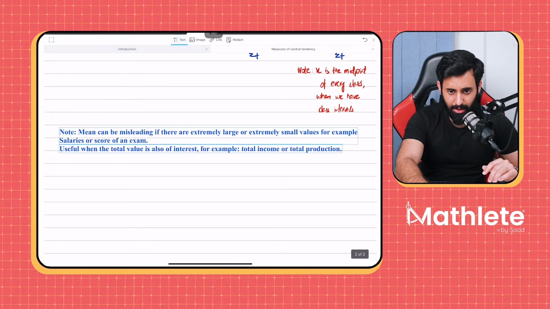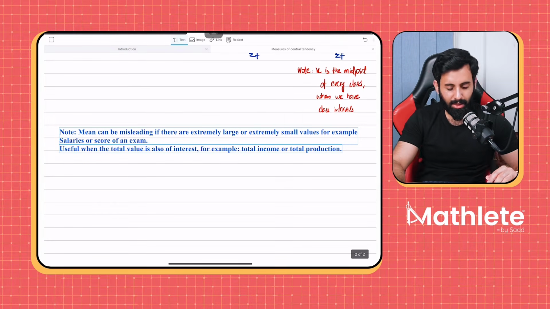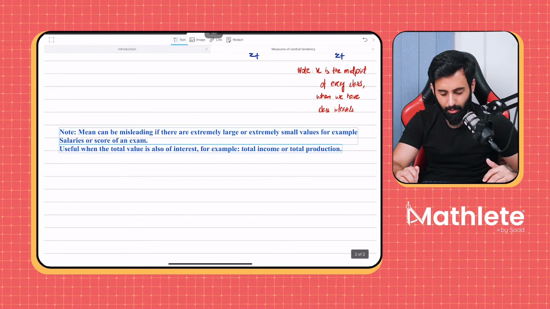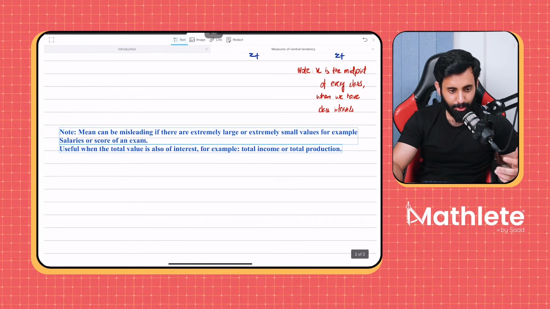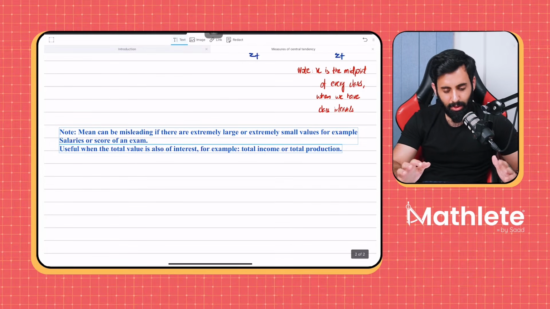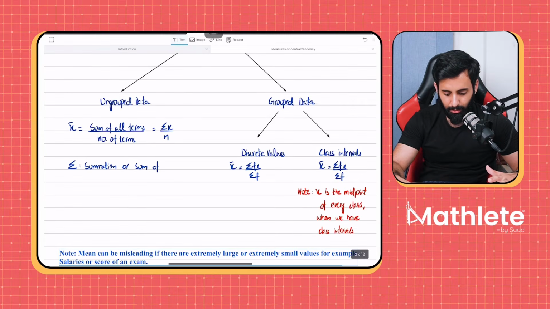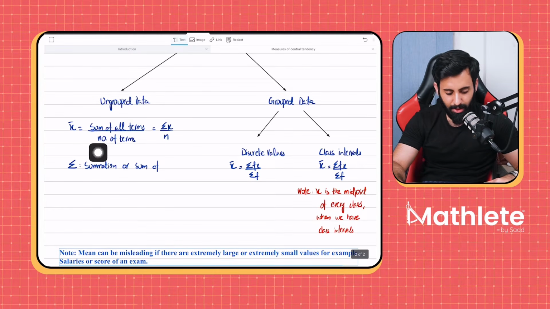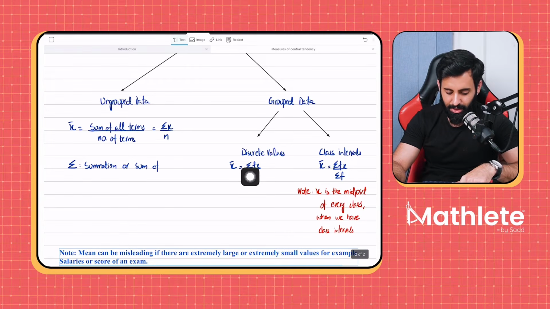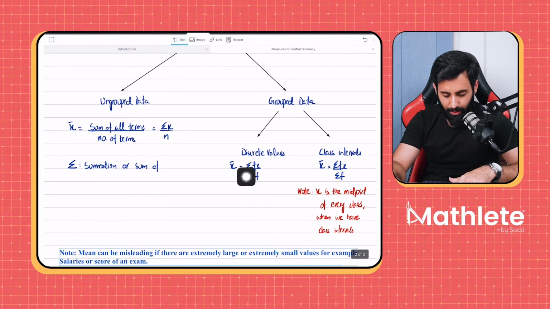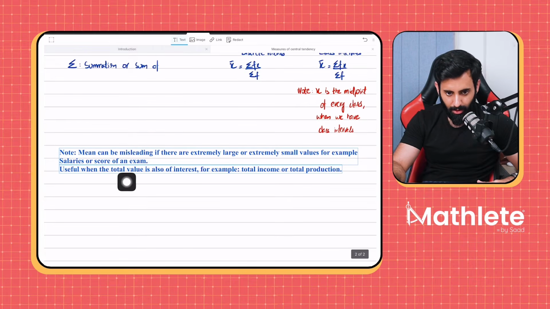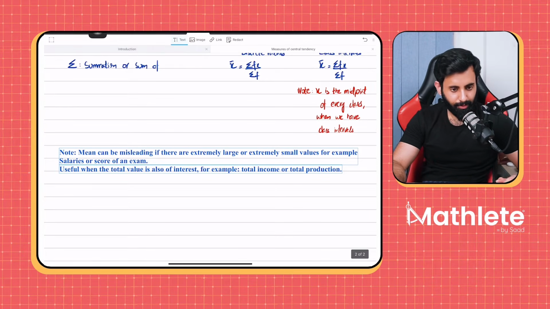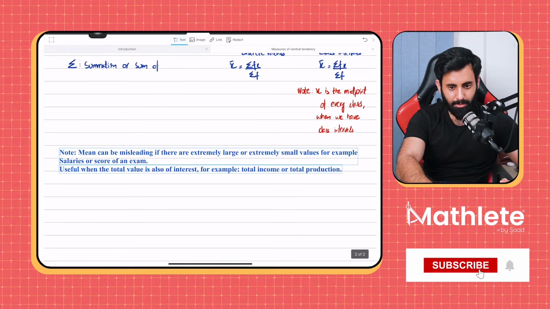Acha, sir, I don't understand the last sentence. Okay, so the last sentence says that basically, when would you be interested in finding out mean, or when would mean be useful? That is when the total value is also of interest. So why? What is the formula for mean? It's sum of all terms divided by the number of terms, or it's summation fx divided by summation f. So if you're interested in the total, or if the total value is meaningful, that is where mean is also useful. Okay? Does that help? All right.